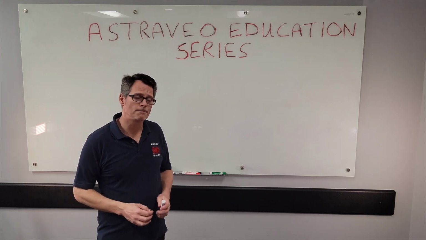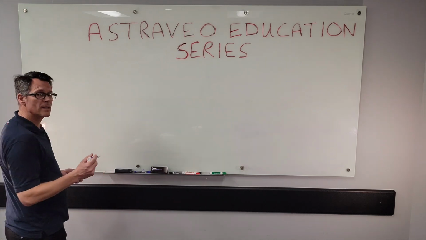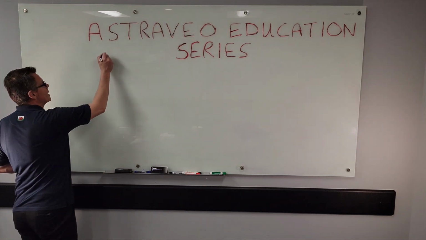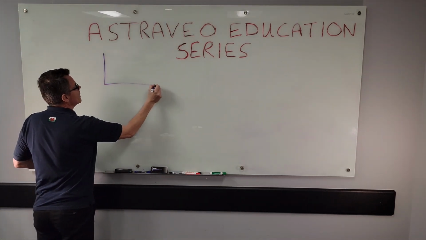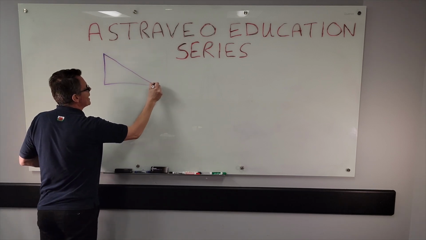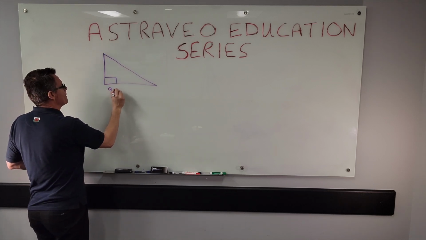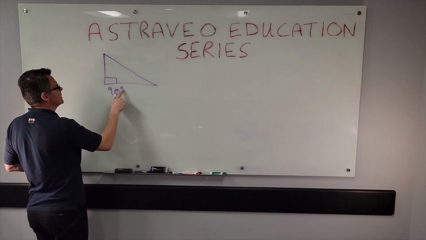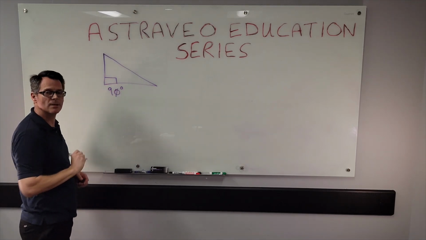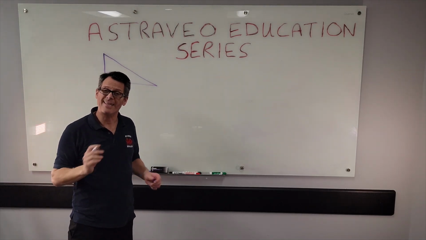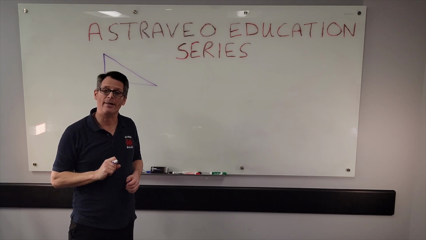Let's get started. We can describe a right-angled triangle as a triangle having a 90-degree angle. As you can see, it's depicted here by a 90-degree symbol. Here's the degrees and here's the square. This little square says that it's a 90-degree or right-angled triangle.